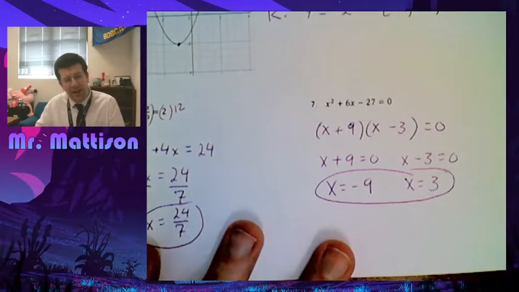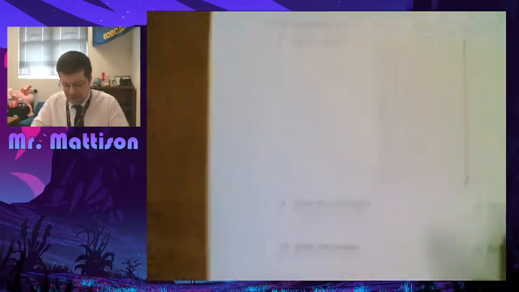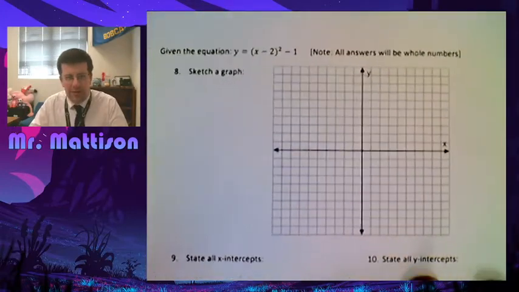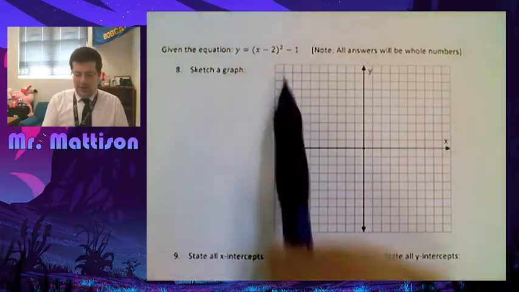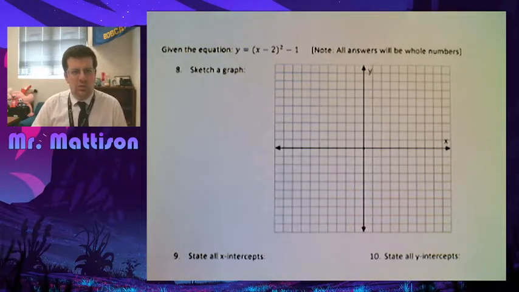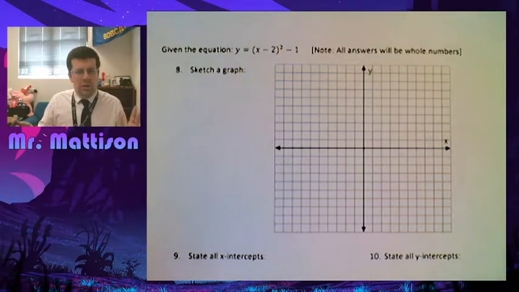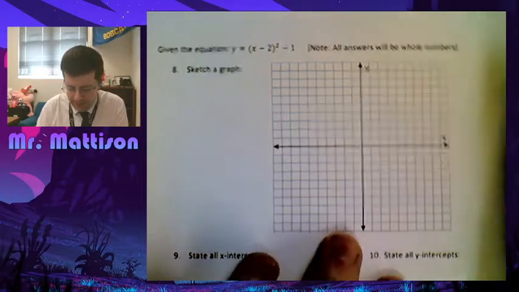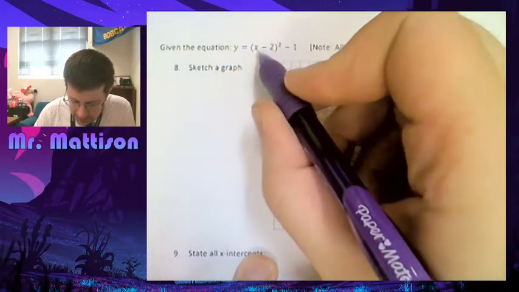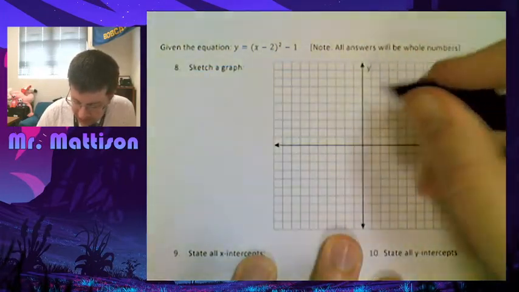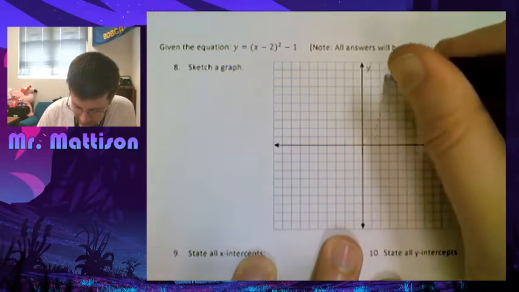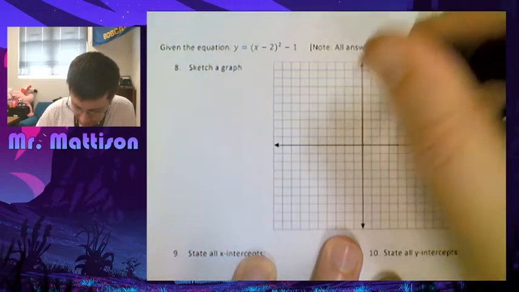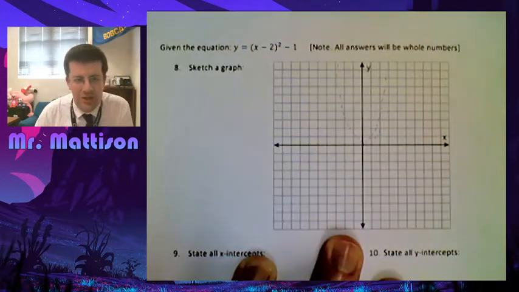All right, let's head over to the back page. So here on problem 8, we're trying to get a sketch of this particular graph. So let's talk about what we know as far as nice, pretty whole numbers here. So this is going to be the base graph. I'll kind of sketch it in here. It looks kind of like that, right? Kind of follows that general shape.